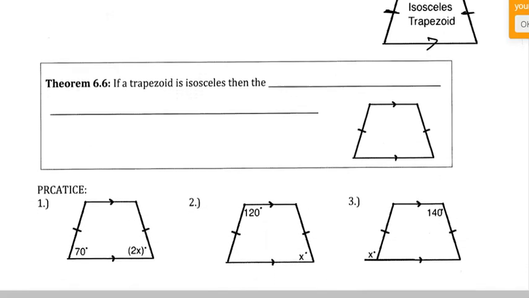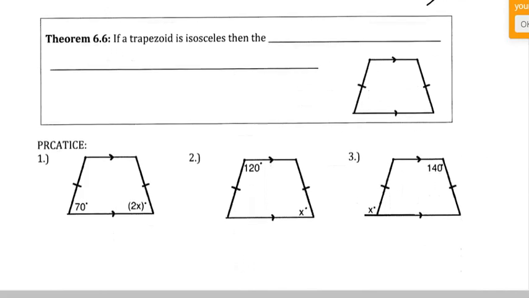All right. So if we look at this, it says if a trapezoid is isosceles, then what? What do you think is true? What is something we know about isosceles triangles? In isosceles triangles, we know the sides are congruent, which tells us that the base angles are congruent. If a trapezoid is isosceles, then the base angles are congruent, which means that one will be congruent to that, and this one will be congruent to that one. The two pairs of base angles will be congruent.